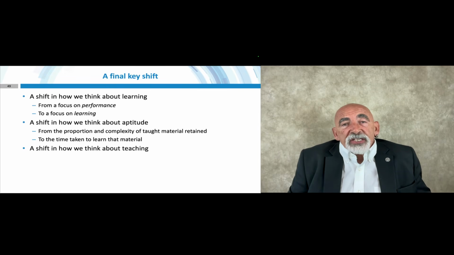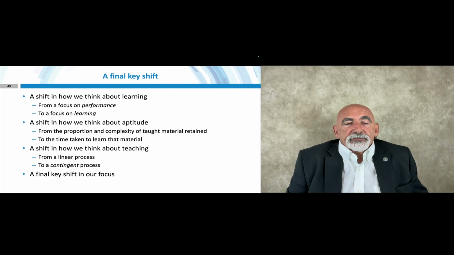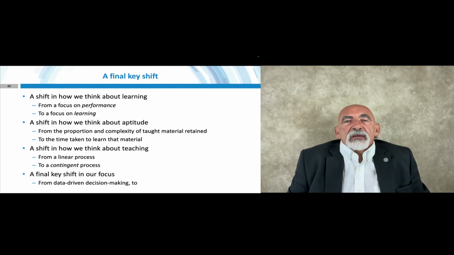So then we think about a shift in our teaching, make sure we give those opportunities from a linear process to a contingent process. We shouldn't decide what to do next until we find out what effects our previous teaching had. And there's a final key shift. People talk about data-driven decision-making, and they love that idea of data-driven decision-making. I think that's the wrong focus, because people who focus on data-driven decision-making are obsessed with data. They are drowning in data, but have almost no information because they collected the data without a clear purpose. I think the final key shift is a shift to decision-driven data collection.